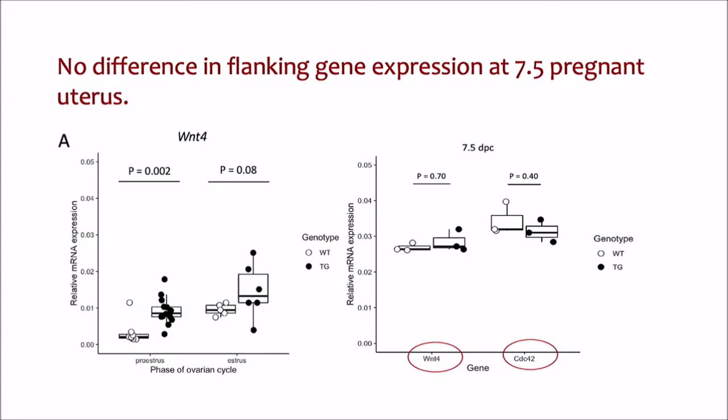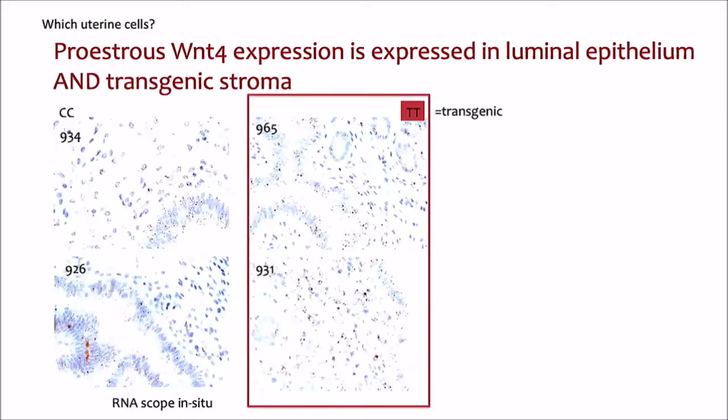and looked at both of these flanking genes, Wnt4 and CDC42, and you see that at that time Wnt4 is quite expressed, but it's not differentially expressed between the two. So the mutation doesn't seem to change the expression during the pregnancy. Yeah, that's a little bit harder to see here.